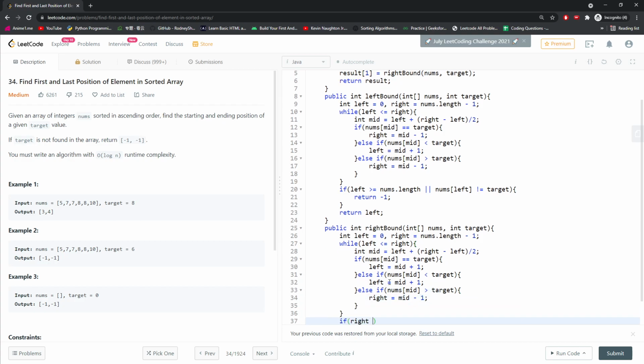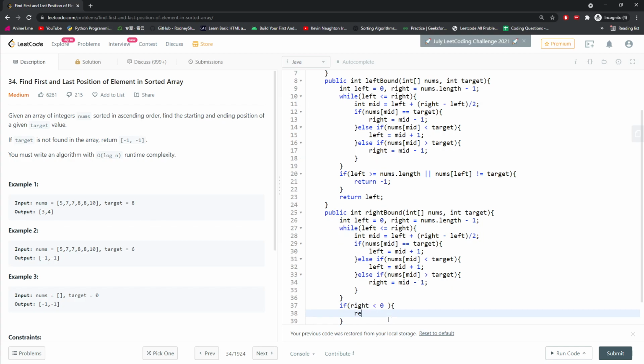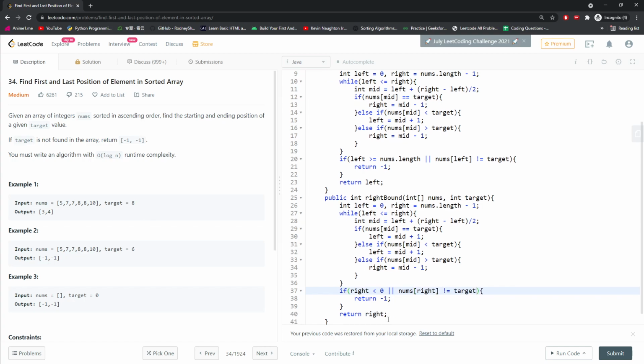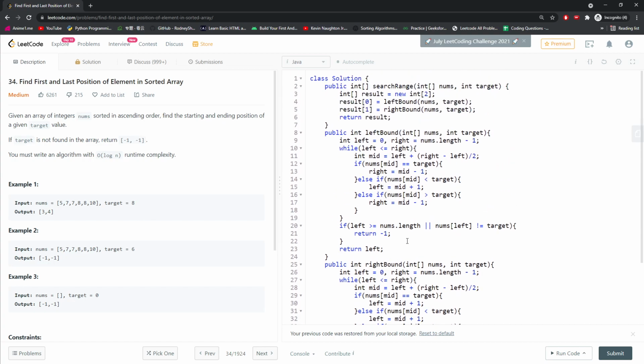If the right is less than 0, since we keep decrementing right and the left keeps incrementing. If the right is not greater than or equal to 0, we return -1. What happens if nums right is not equal to the target? We also return -1. Else we return right. That would be the entire solution.